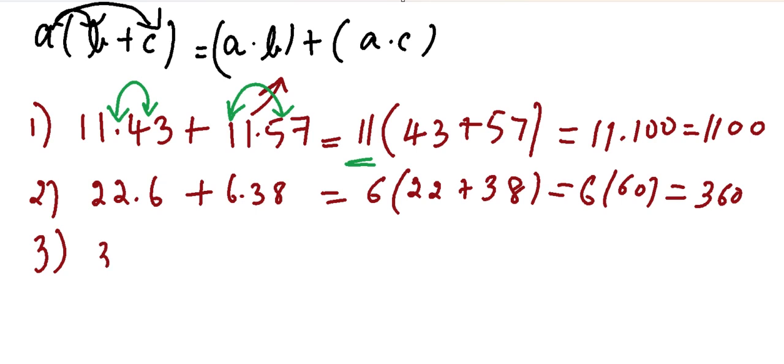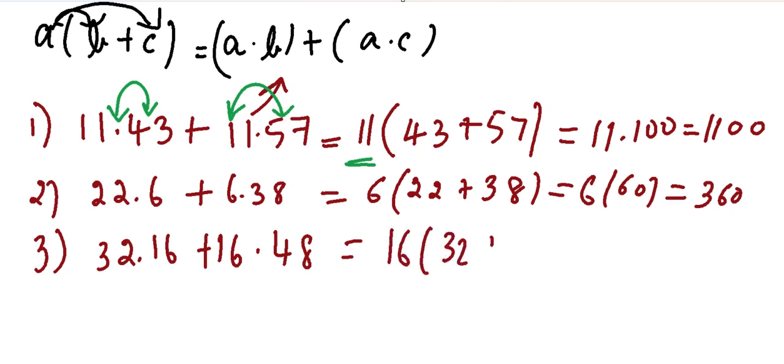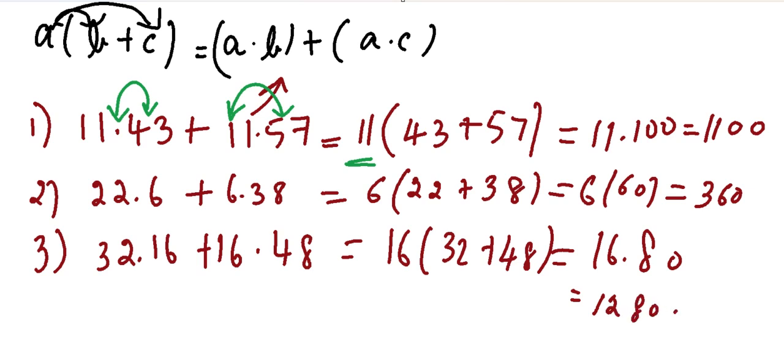Let's go with another problem. 32 into 16 plus 16 into 48. So 16 is common. 32 plus 48, which is 80. So 16 into 80. When you multiply, you get 1280.